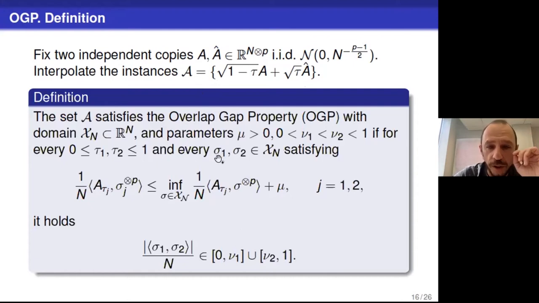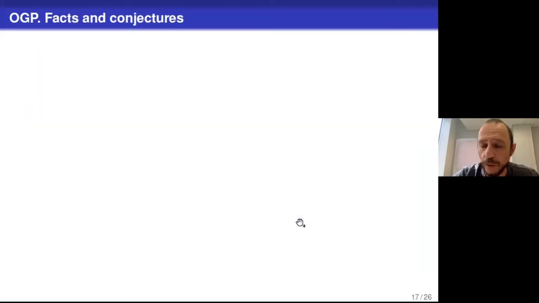we pick any two solutions, sigma 1 and sigma 2, which are mu-optimal with respect to the first one and with respect to the second one. Sigma 1 is optimal with respect to tau 1, and sigma 2 is optimal with respect to tau 2, optimal meaning mu-optimal. Then we look at their distance, except here I switch from the distance to the angle, but it doesn't matter because all distances are typically the same. If their angle, the inner product in absolute value, is either at most nu 1 or at least nu 2, we say the overlap gap property holds. This definition is morally very similar to the definition I gave for the independent set problem, but it's now stated in terms of the underlying solution space and the underlying problem of optimizing the tensors. So this is the definition, and the question is when does it hold?